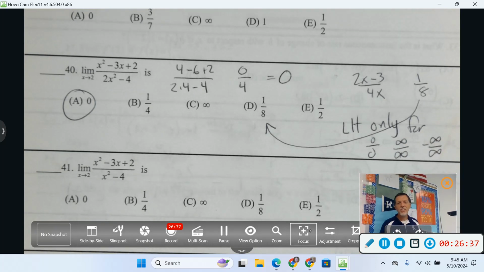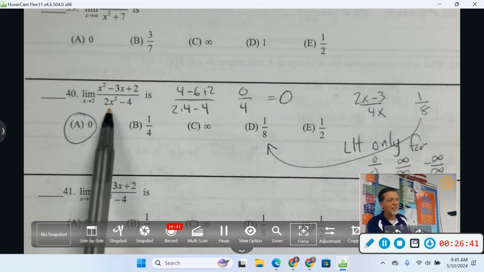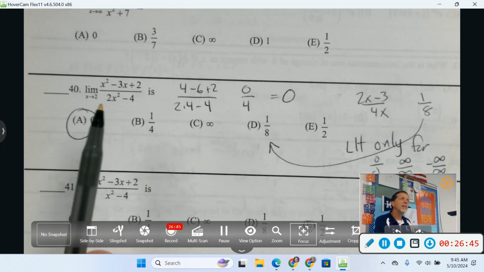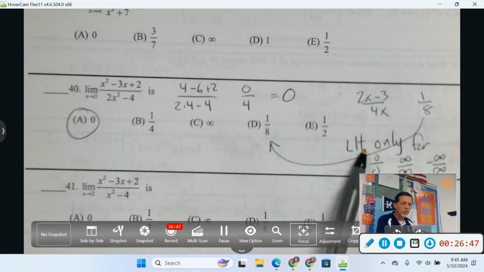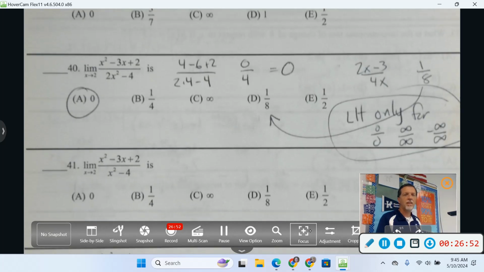So be careful. Plug in first. I almost didn't plug in because I was thinking just like, oh, we're in L'Hopital's. Let me just skip that. But glad I didn't. You got to check it first because you can't use L'Hopital unless it's one of those cases. Tricky.